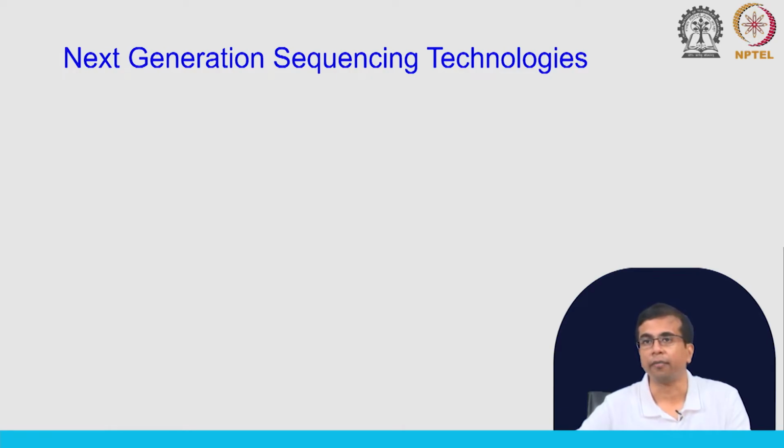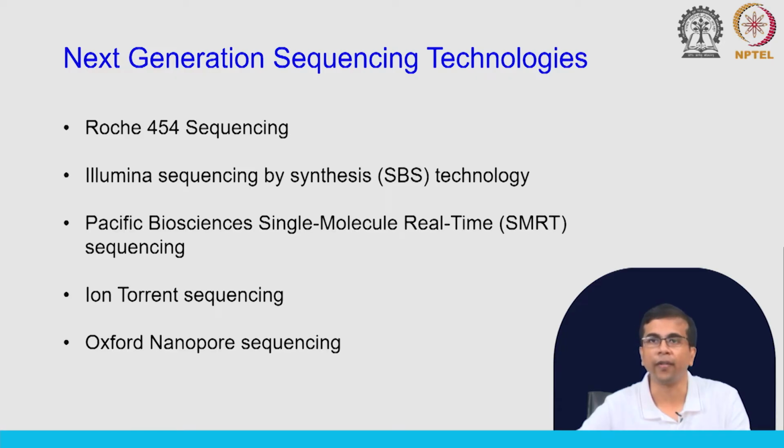There are several next generation sequencing technologies available, and these are some of them. The first one is Roche 454 sequencing, then we have Illumina sequencing by synthesis technology, single molecule real time sequencing from Pacific Biosciences, Ion Torrent sequencing, and finally, Oxford Nanopore sequencing. This Roche 454 sequencing is currently not available. So, if you want to do high throughput sequencing, you cannot use this 454 platform, you will have to use any of these other 4 which are available today.